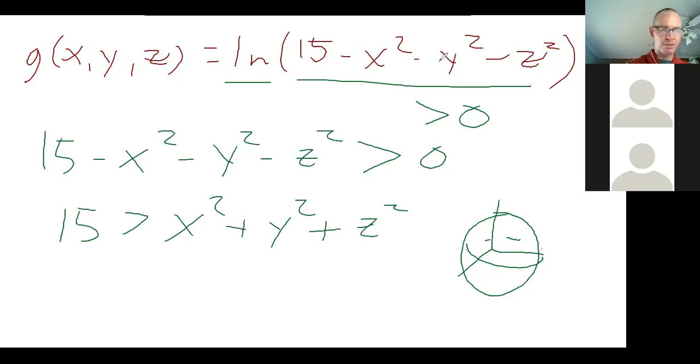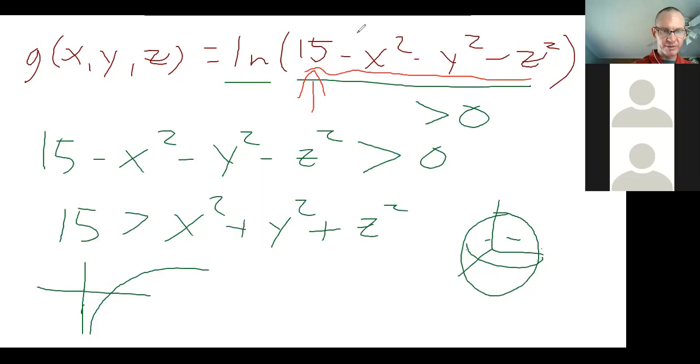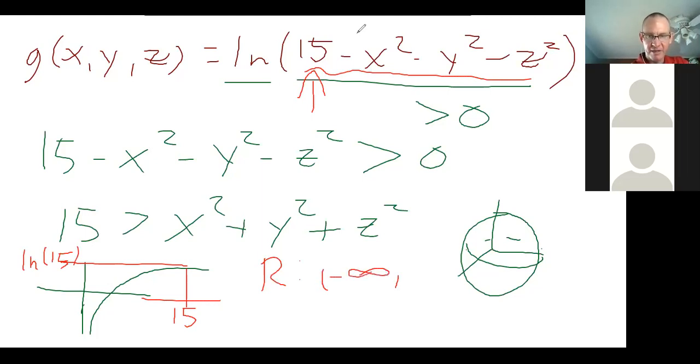So your graph of a natural log looks like that. So we have a limit on how big our term inside the natural log can be. At the biggest, it's going to be 15. But it could go all the way down to 0 if we plug in the right numbers. So our range is only going to go up to natural log of 15. So your range is negative infinity up to natural log of 15. Not included. Correct.